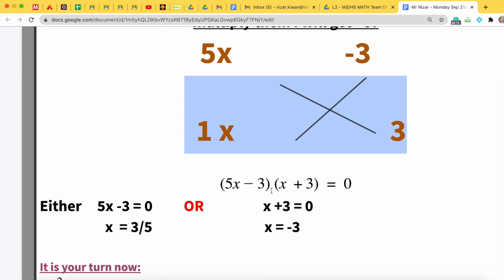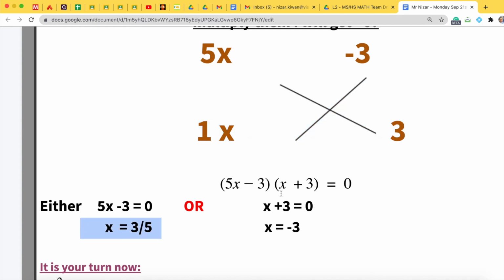Now either 5x - 3 = 0. When you move 3 to the other side, it will be positive 3. Then divided by 5 is 3 over 5. Or x + 3 = 0. So when you move 3 to the other side, it will be negative. It's your turn now.